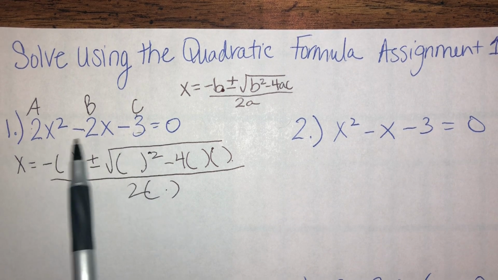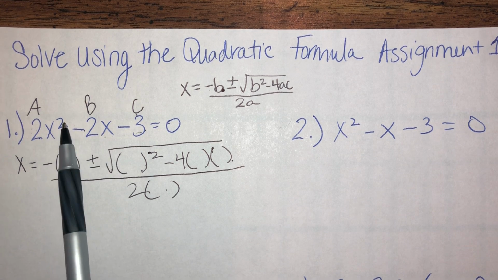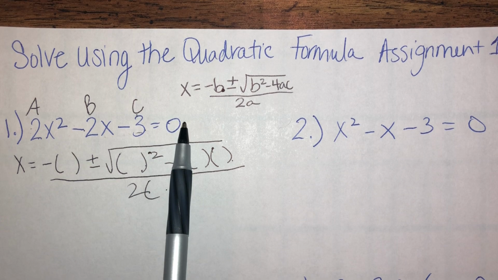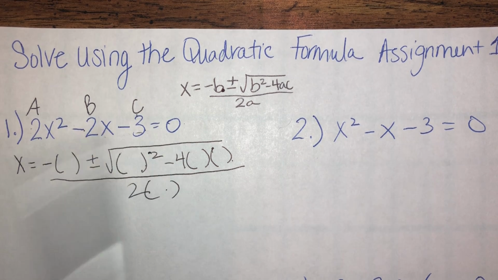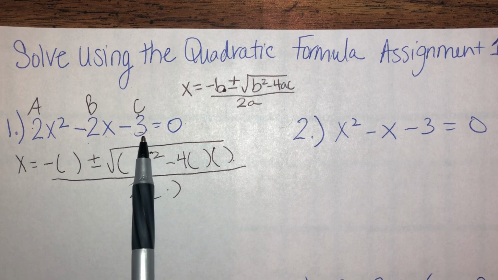Remember, as long as the equation is in standard form, where x squared, x, and the constant are listed in order and all set equal to 0, then you can pull a, b, c out. A will be 2, b is going to be -2, c is -3.